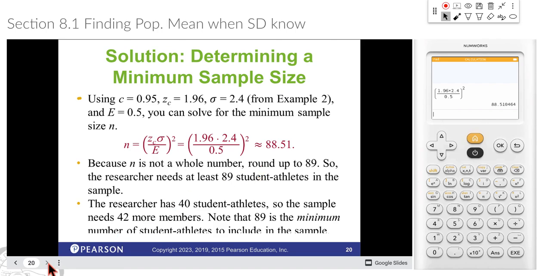And that brings us to the end of this lesson. We're going to look at other ways of building confidence intervals when we don't know the standard deviation of the population, and in other settings.